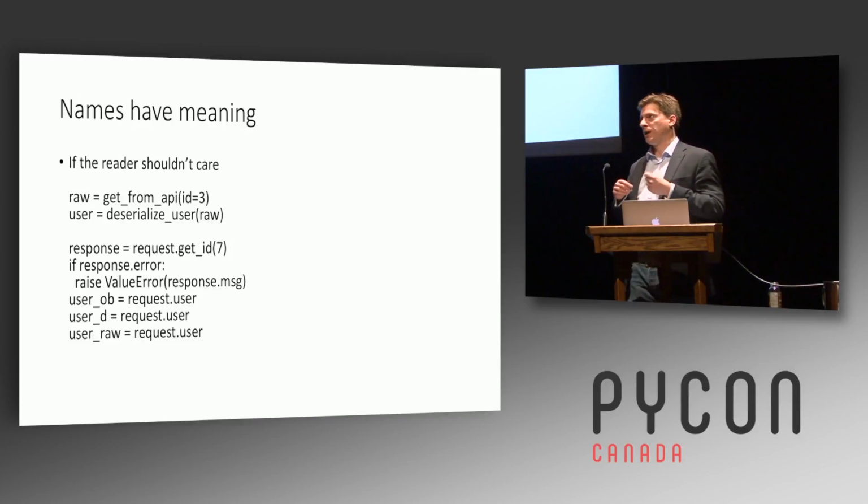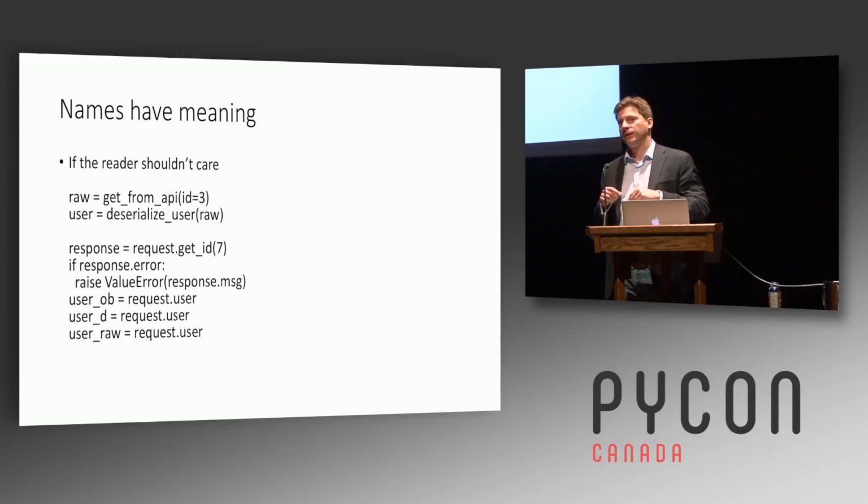Some names you can use to tell the user that they shouldn't care about the contents. Things like raw, data, blob. It's just telling the user, here's a thing that has some unknown format that I am going to use very soon, but don't think about it too much.